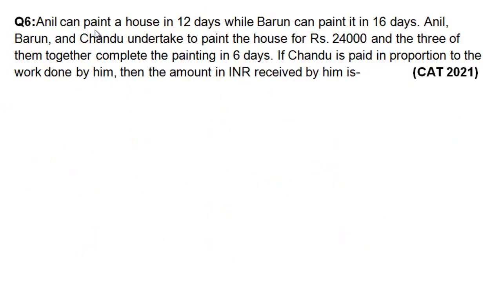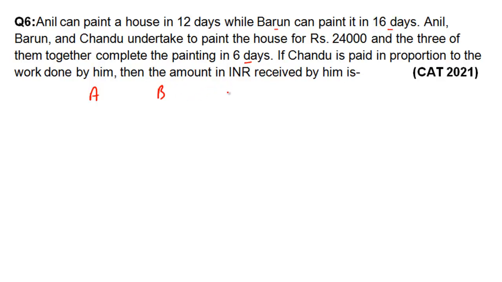Let's take the next question that says Anil can paint a house in 12 days while Barun can paint it in 16 days. Anil, Barun and Chandu undertake to paint the house for rupees 24,000 and the three of them together complete the painting in 6 days. If Chandu is paid in proportion to the work done by him, then the amount in INR received by him is. So this is a typical question of time and work. Again here no option is given, so you have to fill in the digits directly, right?